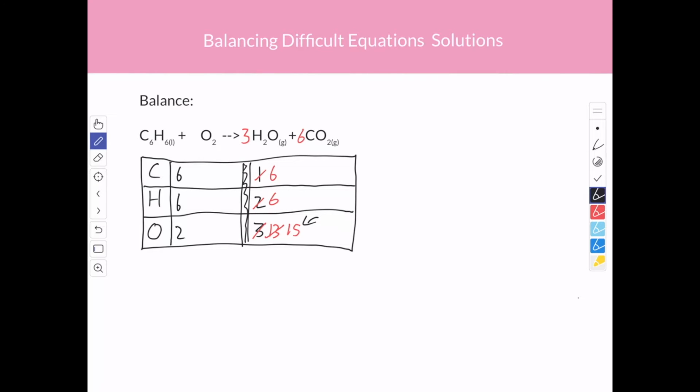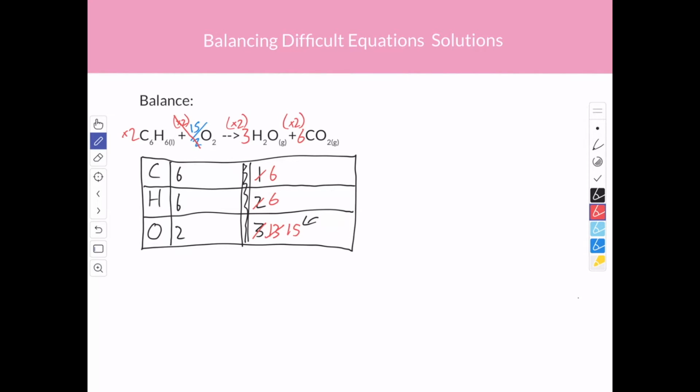So 15 over 2 is exactly what I need, but I know I can't have a fraction, so that means I must multiply everything by 2. So times 2 eliminates my fraction. Now I multiply everything else by 2. And that will give me my balanced reaction.